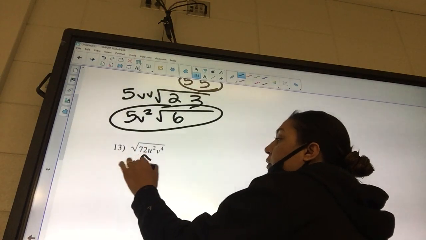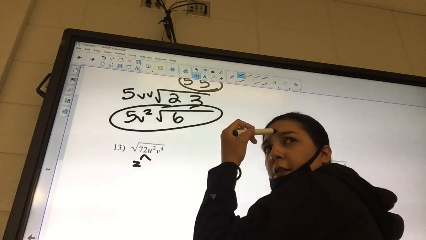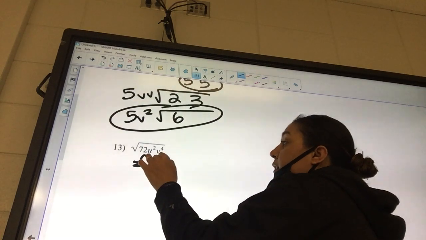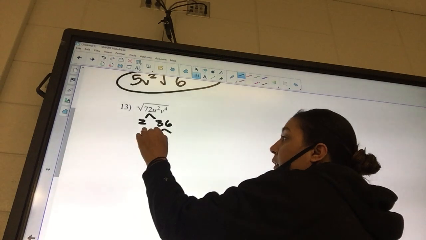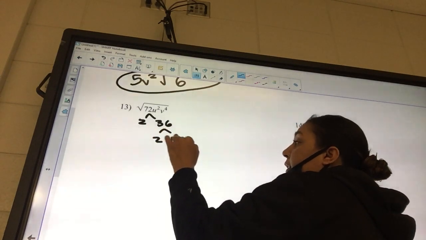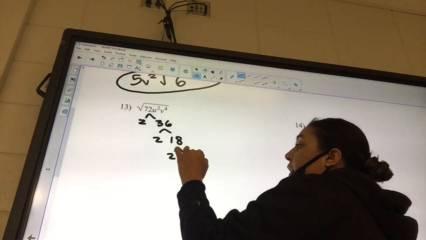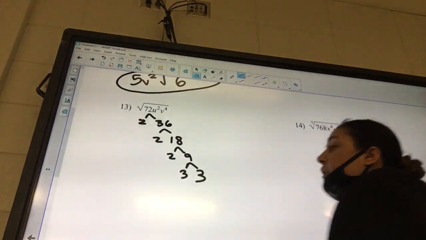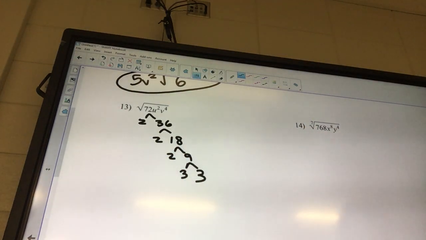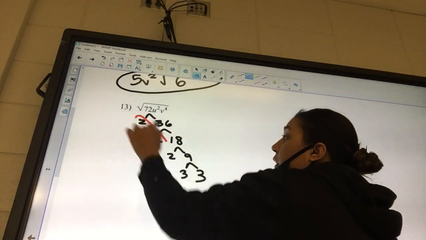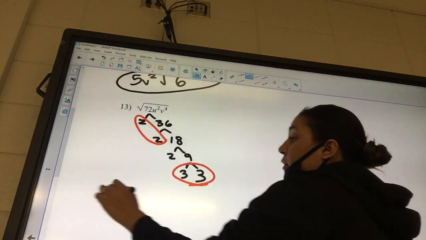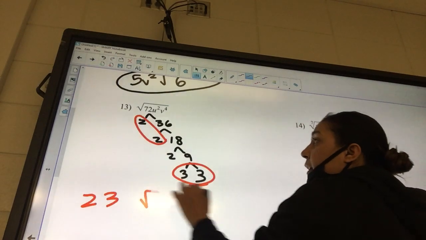2 and 36. You sure? Yeah. Okay. 36. 2 and 18. 18. 2 and 9. 9. 3. Okay, what's our group number? 2 and 3. So who can go? A group of 3s and a group of 2s, so we got a 2 and a 3 on the outside. Who goes back inside?